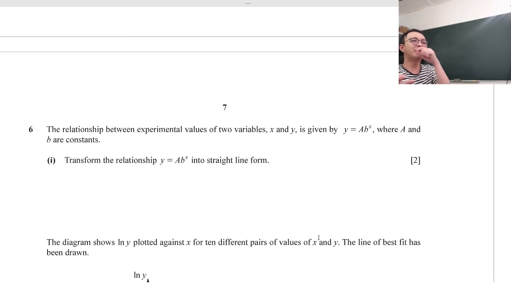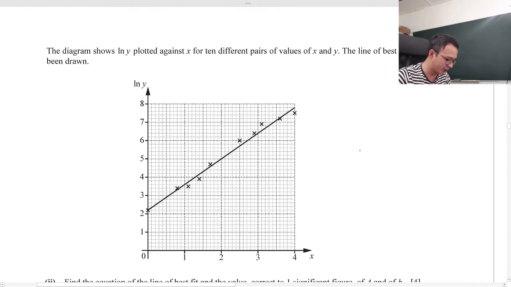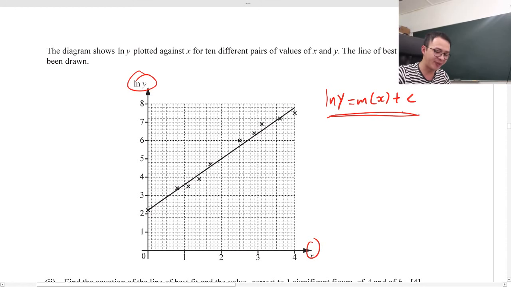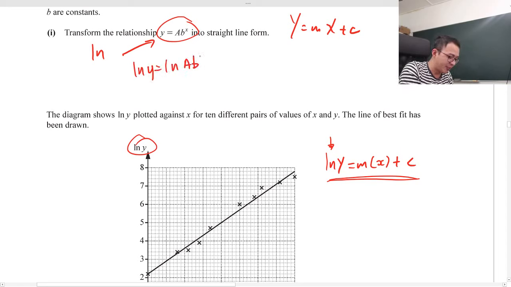So what we do here is we need to change this into y equals mx plus c. Normally I will try to get some hints from the bottom part here. At least I know my y should be ln y, my m should be something else, my x should be just x, plus c. So I will need to make my equation into this pattern. The first hint I get here is the ln, so I will add the ln here. So I will get ln y equals ln ab power of x.